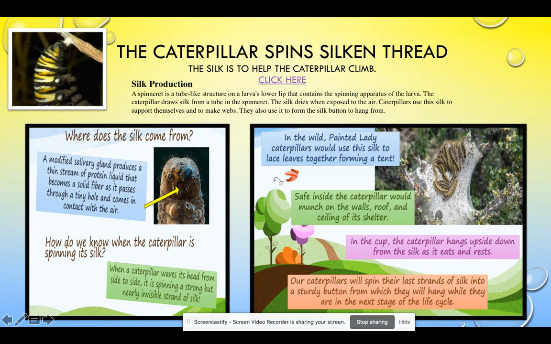Now, this looks a little bit creepy, but it is important that we see where it's coming from, especially since the way that we were just viewing our caterpillar the other day was from the side view. So now we get to see what it looks like underneath. All right, lots of facts on here that you can read. Here's them in a group. If you click here, lots of videos for you to watch.